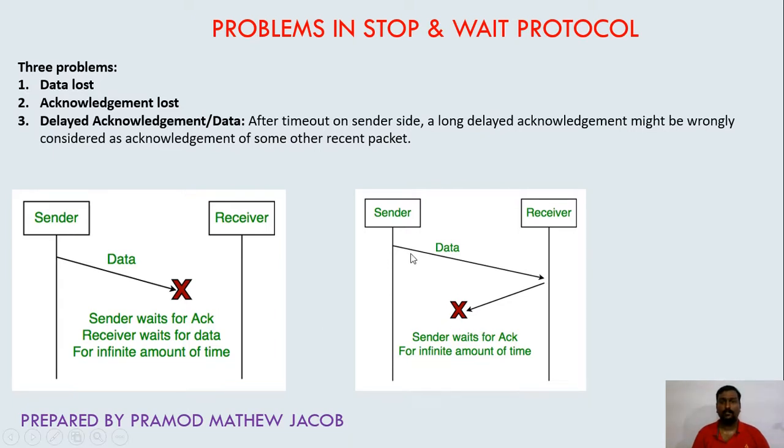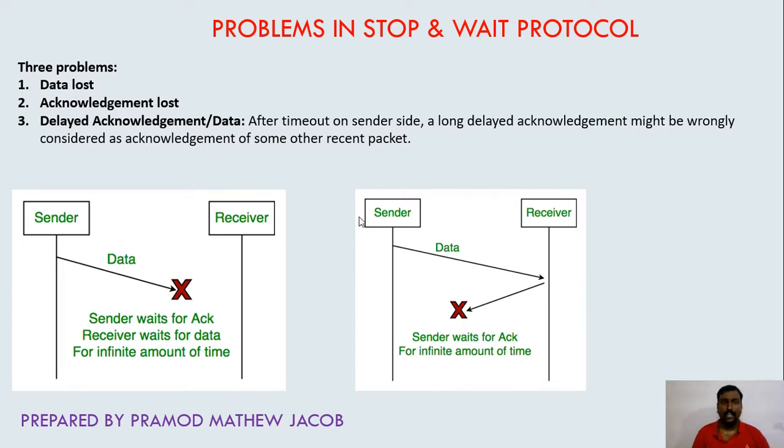The second thing is similar to this. Here the acknowledgement may get lost. That is, the data is received properly at the receiver and the receiver initiated the acknowledgement message, but this acknowledgement is lost. So the sender waits for the acknowledgement. Though the data is received by the receiver, the acknowledgement signal is lost, so the sender will wait for infinite amount of time expecting the acknowledgement message, and it will not transmit the next frame. So here also the sender will wait for infinite amount of time.